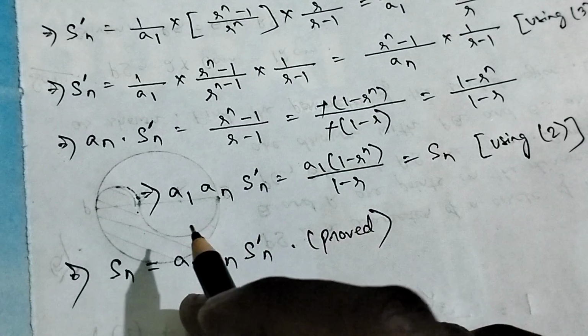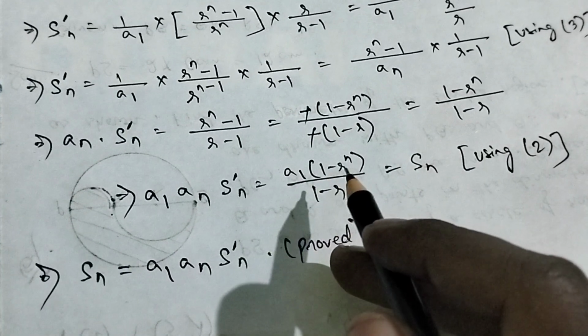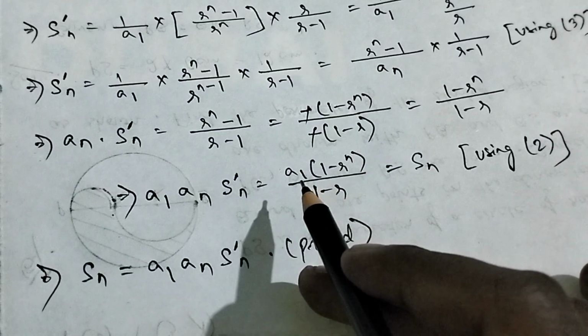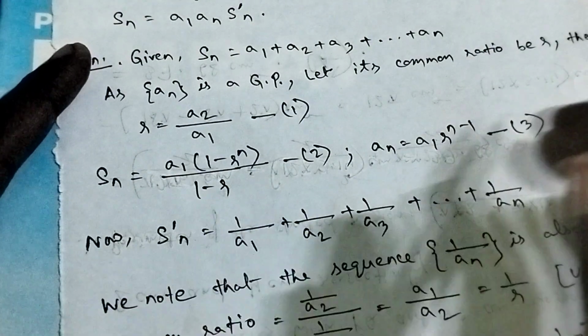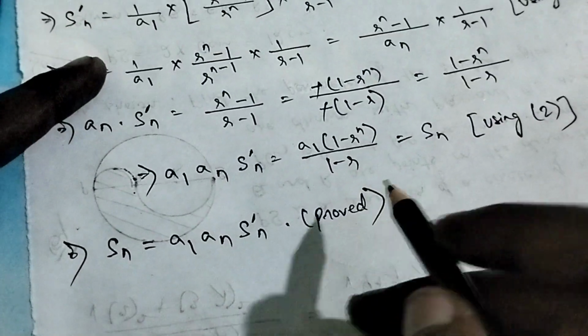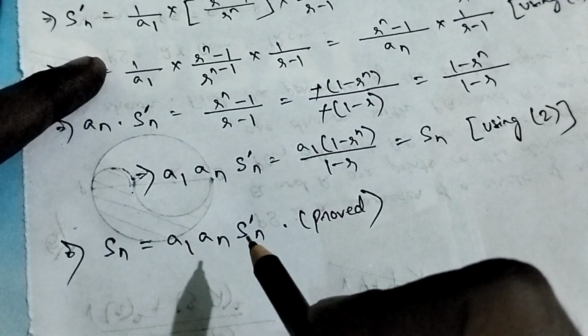Clear? You see a1 an s dash n is equal to a1 into 1 minus r to the power n by 1 minus r, and a1 into 1 minus r to the power n by 1 minus r means Sn. So we have written is equal to Sn. That means Sn is equal to a1 into an into s dash n.